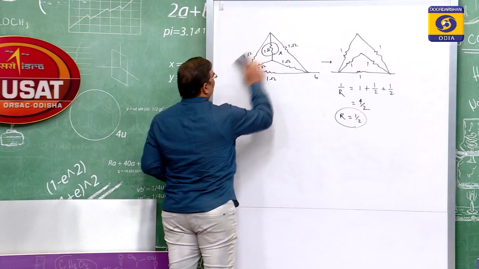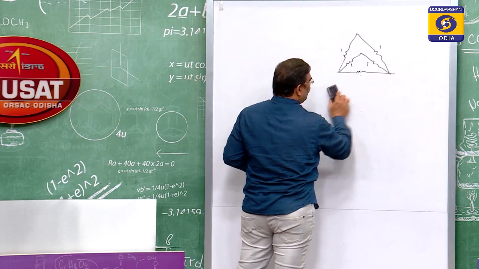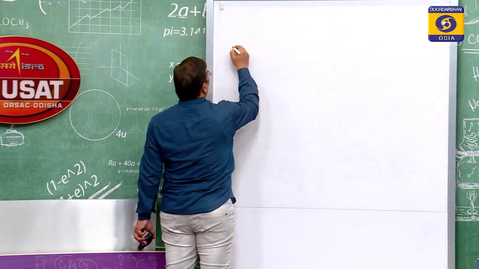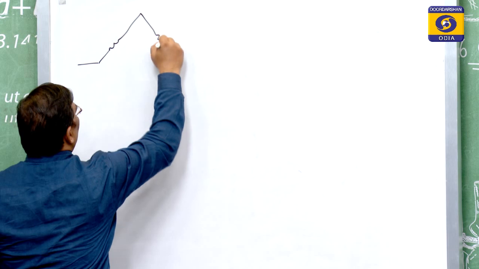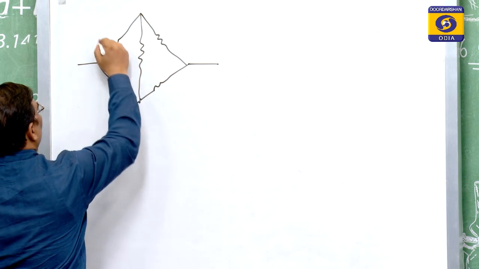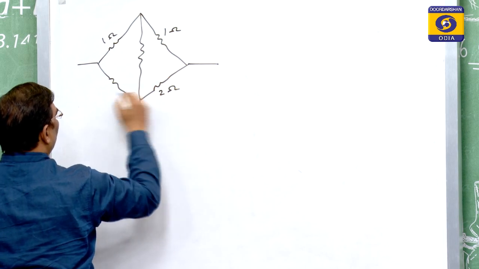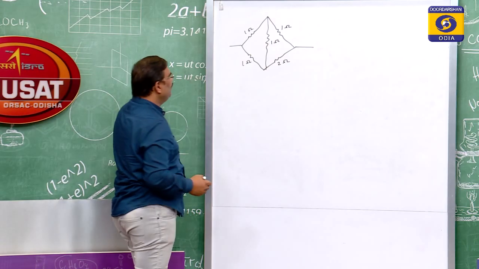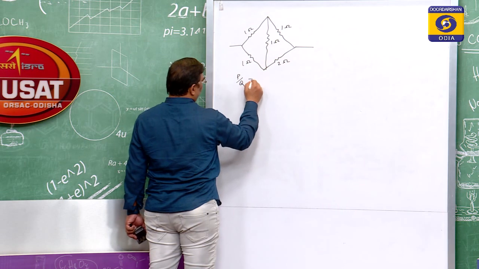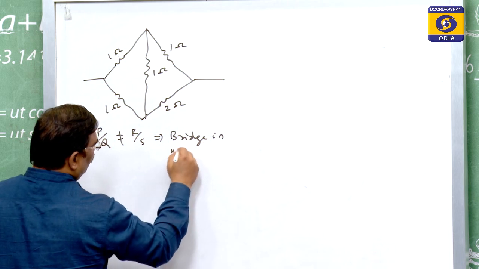Now let us calculate the effective resistance when the bridge is not balanced. Suppose this is 1 ohm, this is 1 ohm, this is 2 ohm, this is 1 ohm and this is 1 ohm. Now, in this case we see that P by Q is not equal to R by S, which implies the bridge is not balanced.